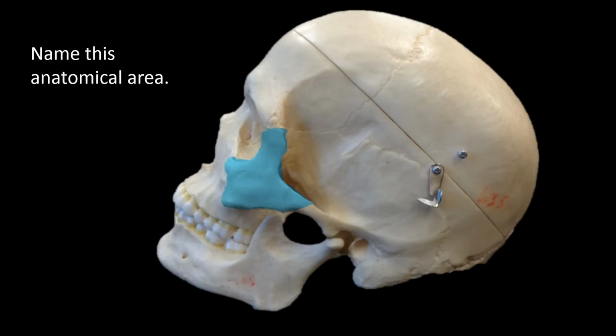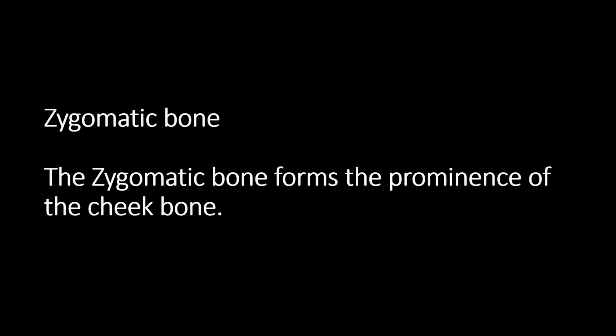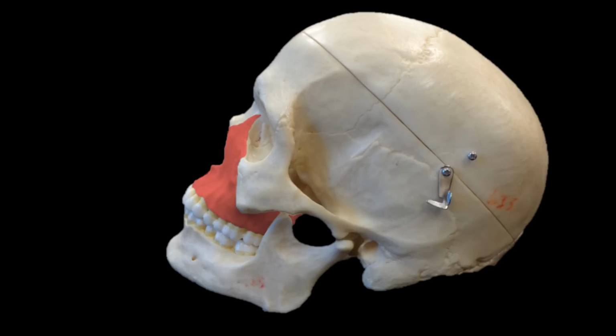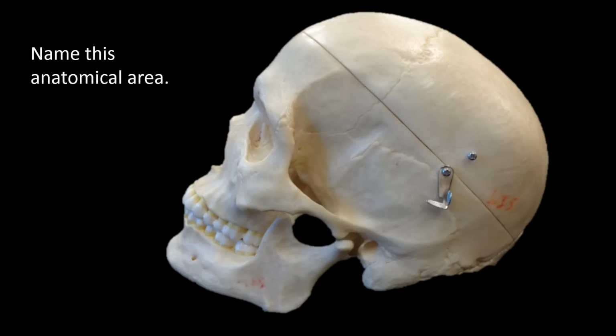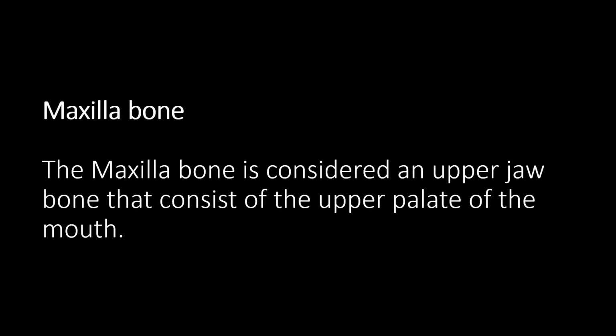Name this anatomical area. Zygomatic bone. The zygomatic bone forms the prominence of the cheekbone. Name this anatomical area. Maxilla bone. The maxilla bone is considered an upper jaw bone that consists of the upper palate of the mouth.